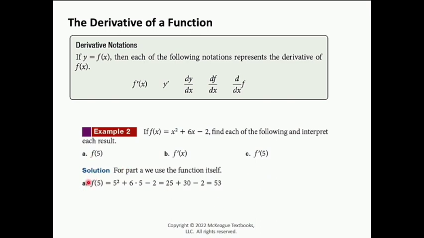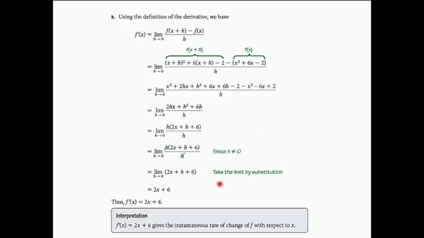So when we look at how to actually work it out, when we plug in 5 into our function, we get 53. Let's look at the next one. When we want to find the derivative, we're going to take the limit as h goes to 0 of f of x plus h minus f of x over h. So to find the f of x plus h, I'm going to plug in x plus h everywhere I see x. So that's this right here.